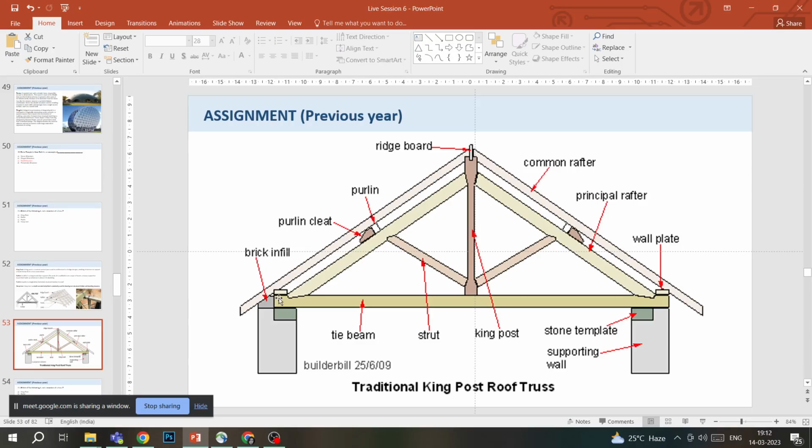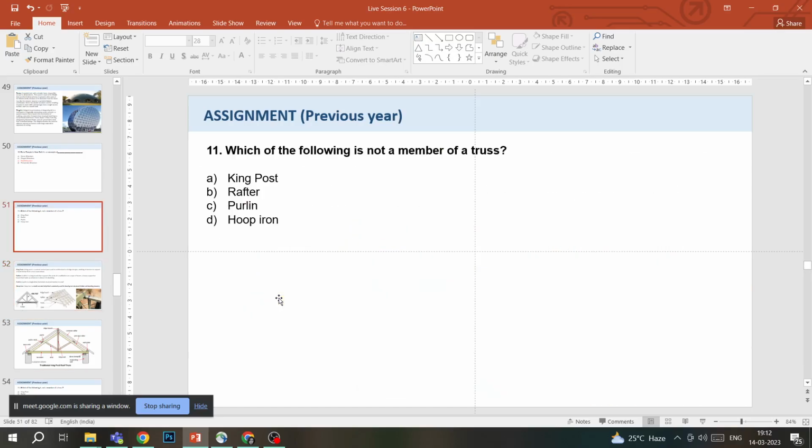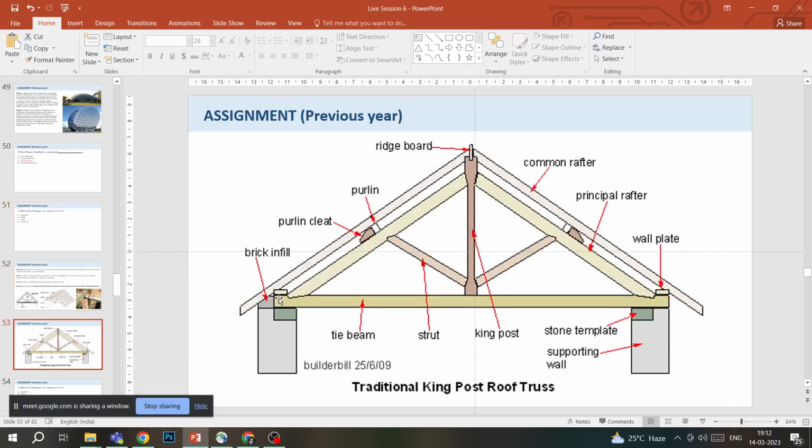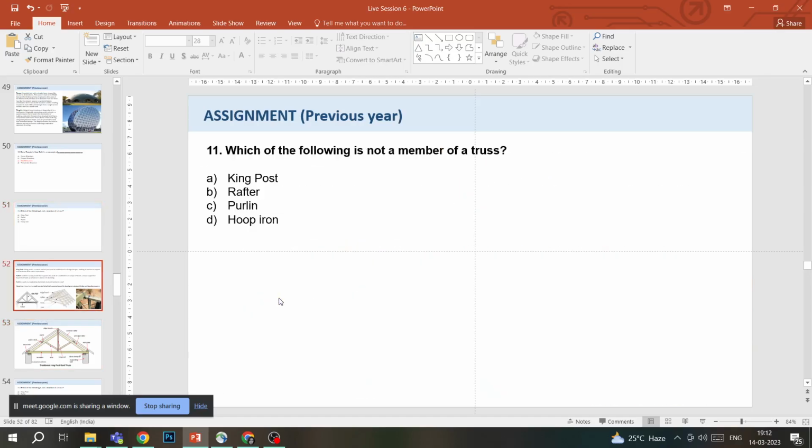And then the more joining diagonals are called struts. Then we have wall plates and supporting wall, and the peak of the king post is called ridge board if it is used there. So these are some of the important parts of a truss. So our question was, which of the following is not a member of a truss? Here we have rafter, we have purlin, and we have king post.